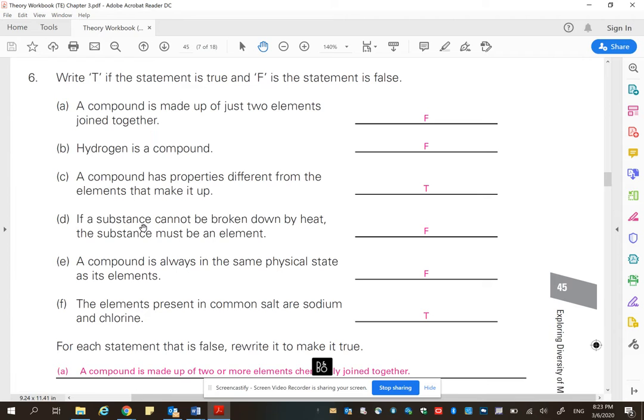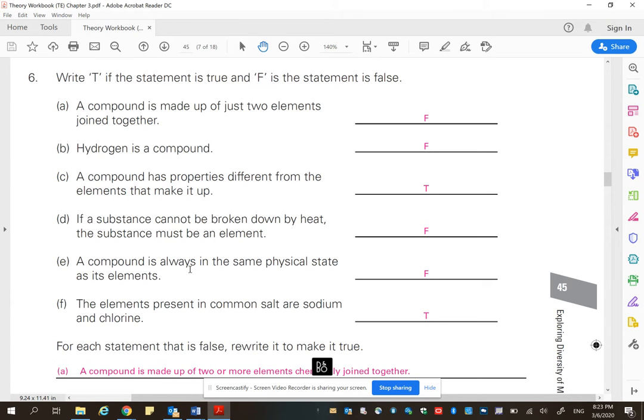Part D, if a substance cannot be broken down by heat, the substance must be an element. Not necessarily, false. It doesn't mean that the substance must be an element just because it cannot be broken down by heat.